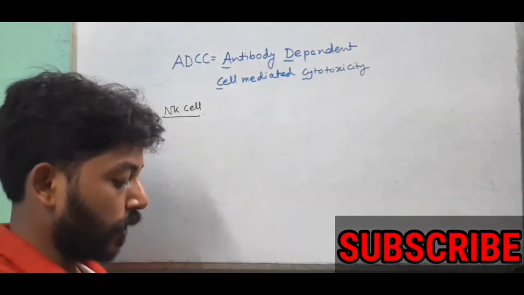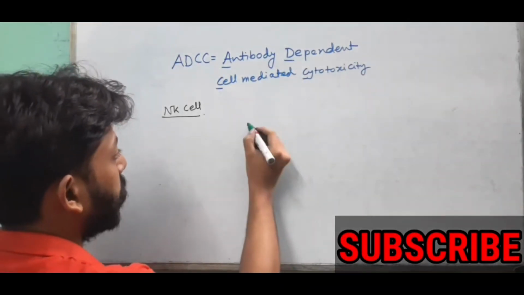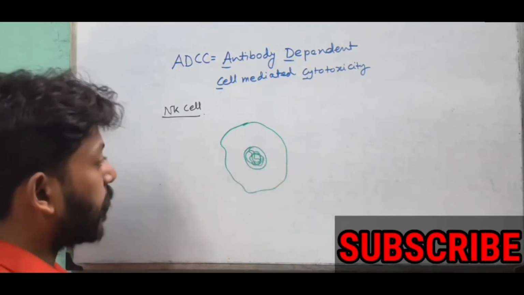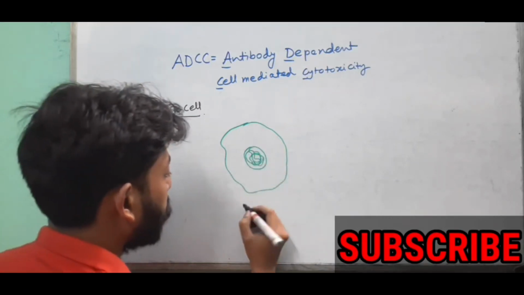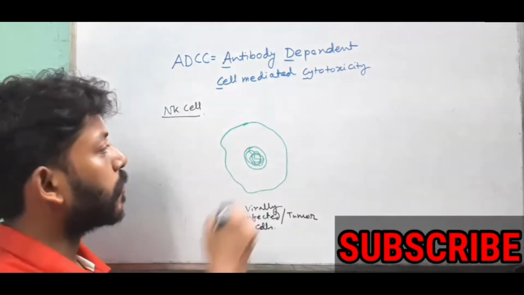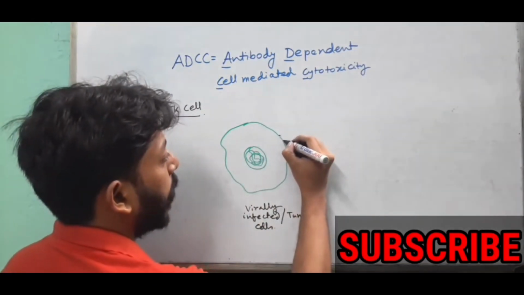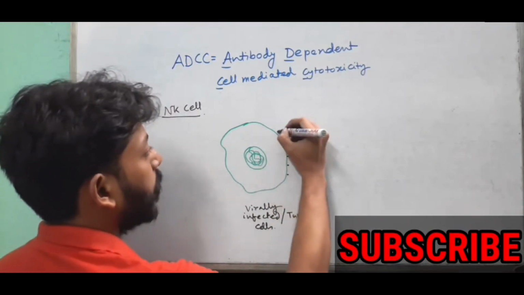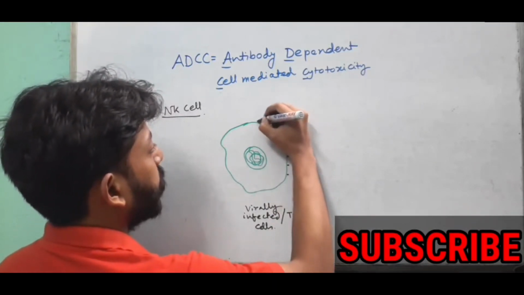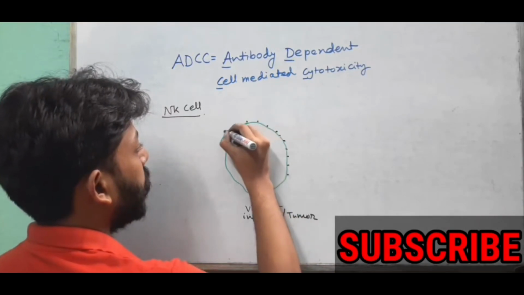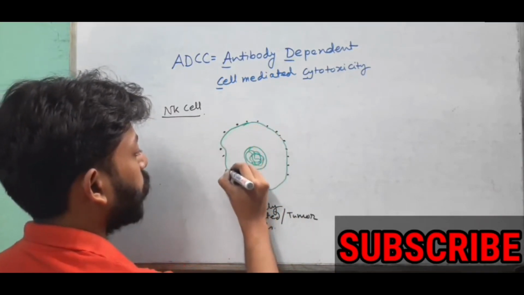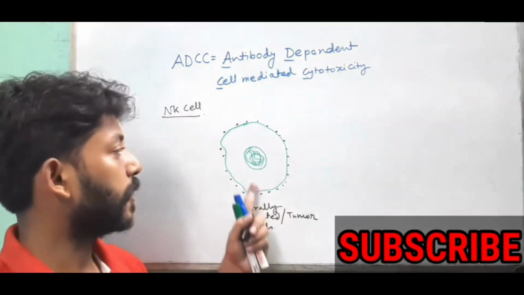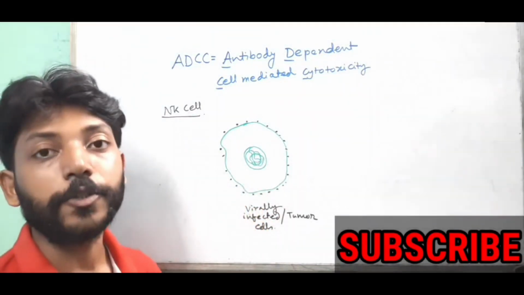So let's assume this is a virally infected cell and this is a nucleus. If this is a virally infected cell or tumor cell, these cells start to express some viral proteins on the plasma membrane. When a virus infects a cell, the cell starts to express viral protein in the plasma membrane, and if this is a tumor cell, then this cell can express neoantigen.